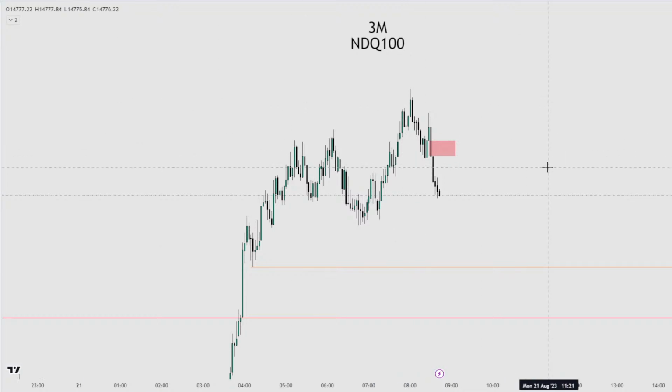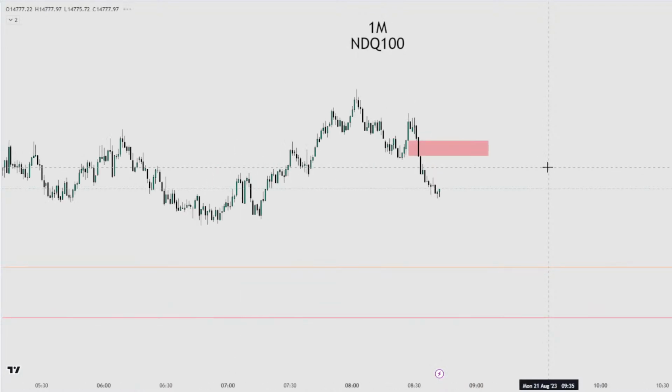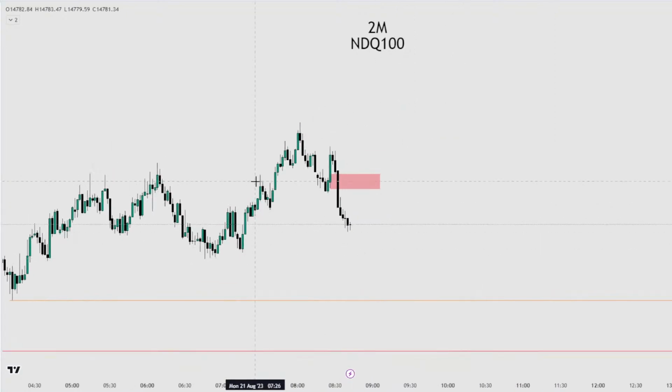We'll see. 5 minute actually doesn't look too good, but 2 minute, 1 minute looks choppy. 2 minute doesn't look too bad.